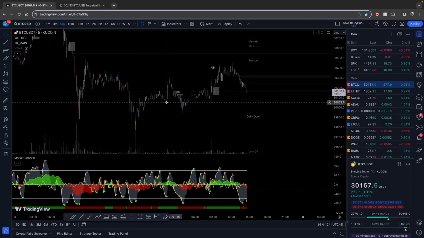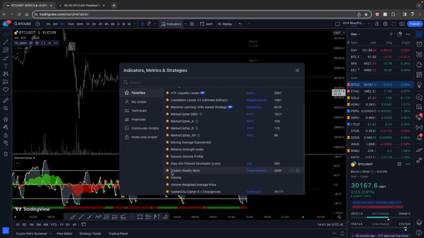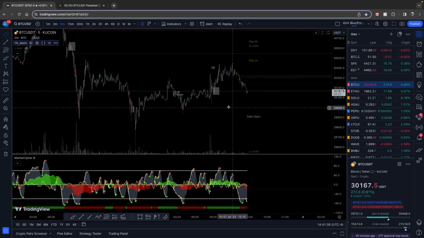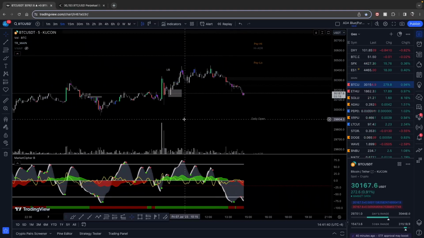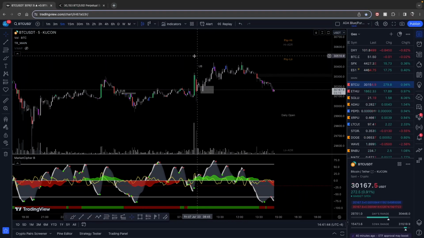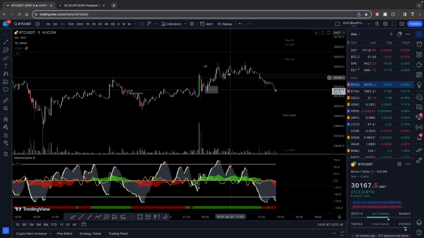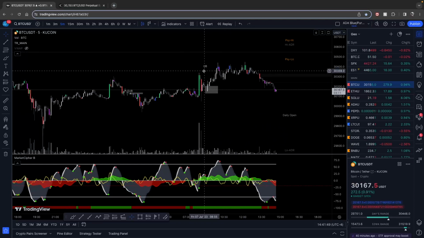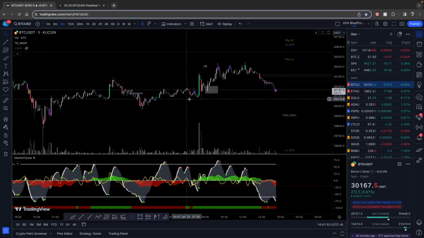Now, for the ones that have been around on the channel, you know my only two indicators that I use on TradingView are Traders Reality Main, let me go here to indicators, Traders Reality Main, this one right over here, and Market Cipher B. Traders Reality Main is this here with the vector candles. We've talked about vector candles before, but I will make another video just talking about vector candles later on. But for now, just know price likes to go where the vector candles are.